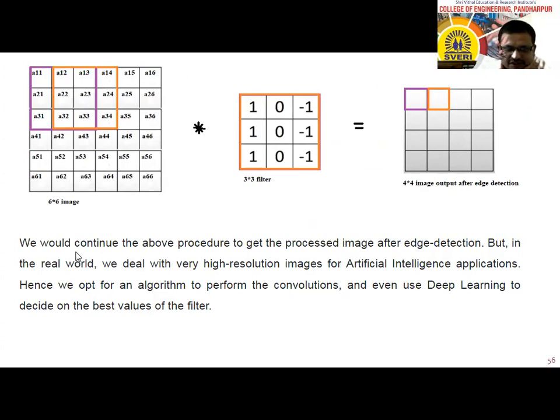Like this, we would continue the above procedure to get the processed image after edge detection. But in the real world, we deal with very high resolution images for artificial intelligence applications. Hence, we opt for an algorithm to perform the convolutions and even use deep learning to decide on the best values of the filter.